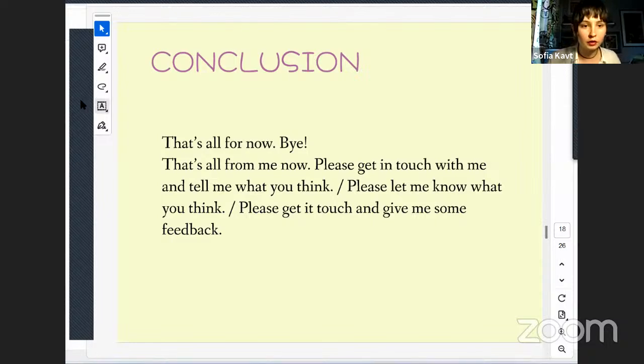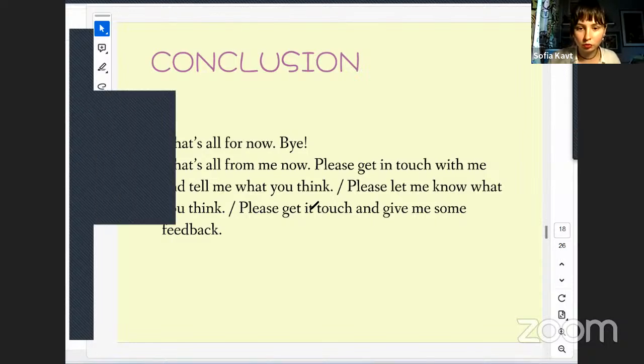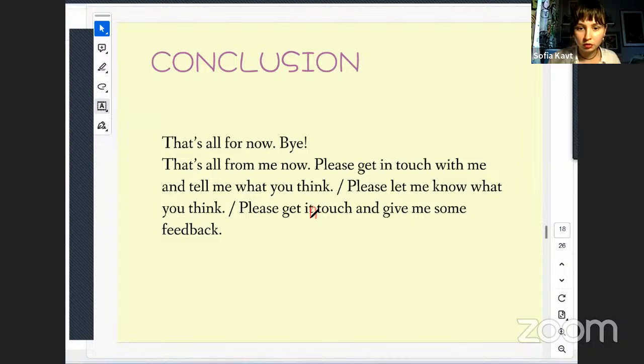By the way, here's a little typo. I hope you won't be anyhow misled by it. Yes, it's in touch. Please get in touch and give me some feedback. So yeah, you can use any combination of these phrases.